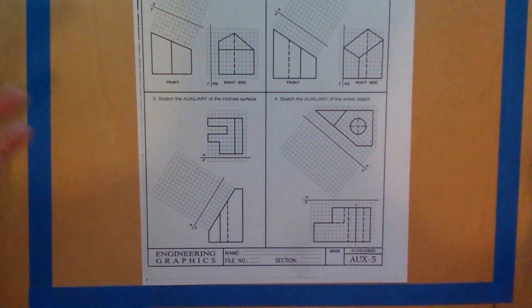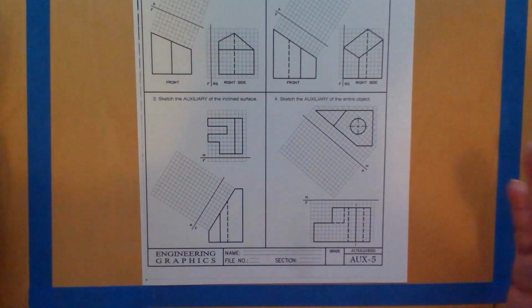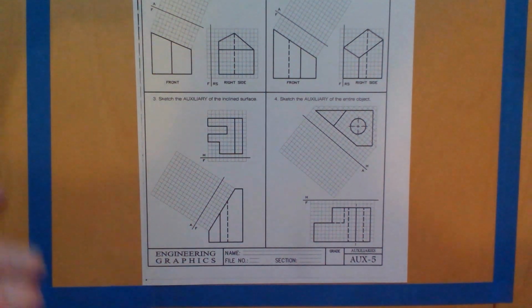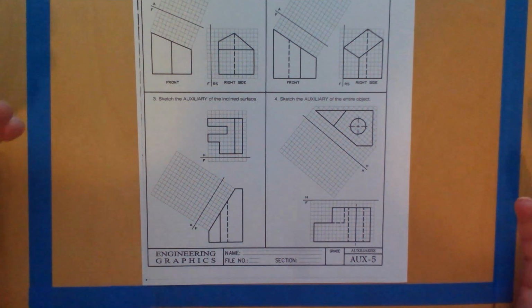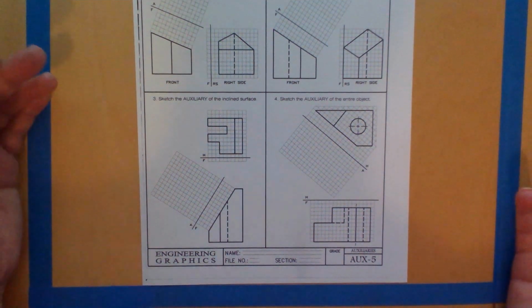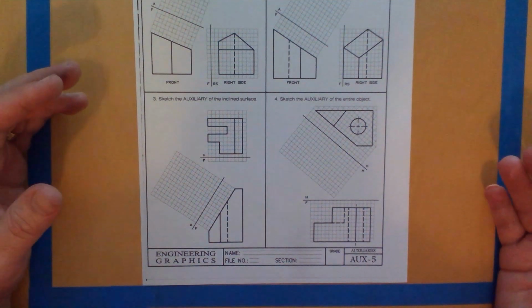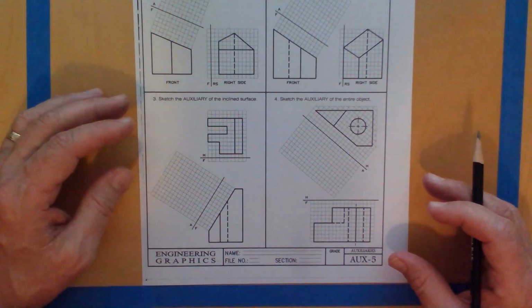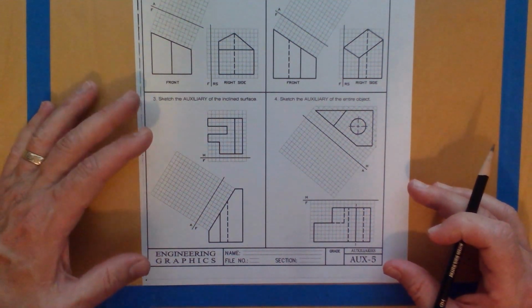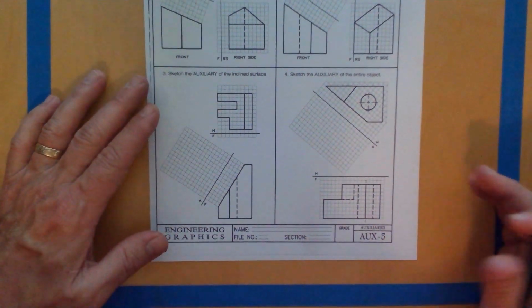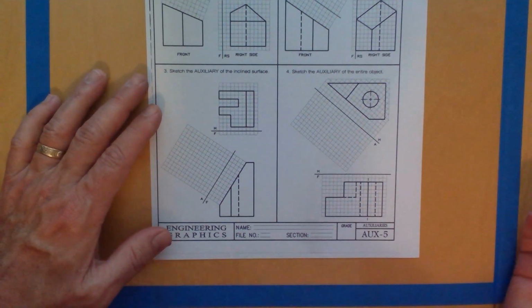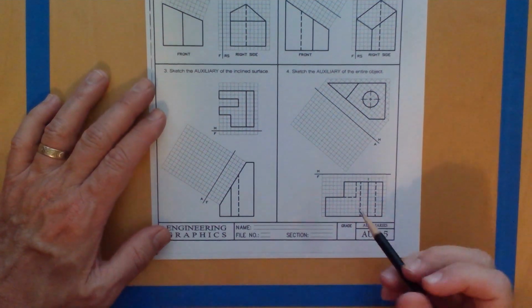So the first video is going to be related to one of your homework assignments. The second video is not going to be one of your homework assignments, but I'm going to use it to demonstrate some of the techniques that you'll need to create an auxiliary view in AutoCAD. Okay, so let's get started with the sketch.